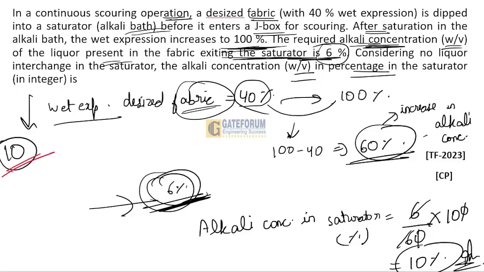I think this is clear. So 10 is the correct answer. This is how these questions are dealt with, and I think you must have understood the basic phenomena and basic questions of all these things. So this is the complete analysis of this GATE 2023 examination.